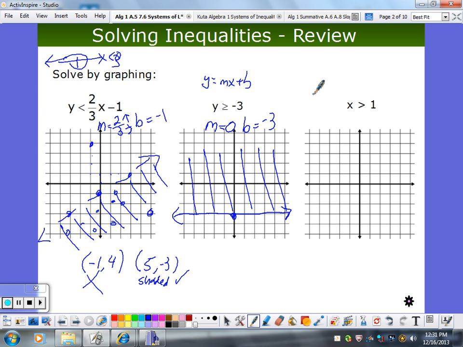How about this one? What does that look like? You go to 1 and move along. Vertical line. Solid or dashed? Dashed line. Because is this part of my solution? Is 1 bigger than 1? No. So the points on this line are not part of the solution. Again, I do like putting just a little dash, because sometimes it is hard to tell. Now, where are the x's bigger than 1?